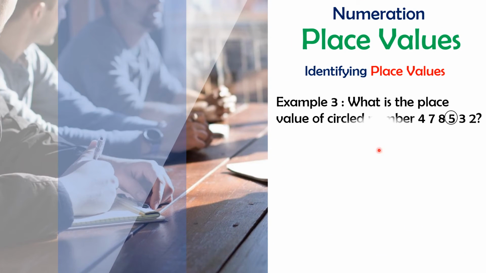Here, I want you to look into what is the place value of second number. What is the place value of second number? So let's find out the number that is second. Here we have 4, 7, 8, 5, 3, 2. So the second number is what? 5. So let's work it out to find out the place value of second number.